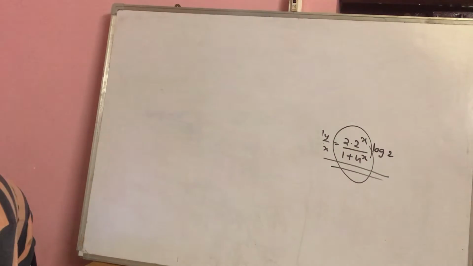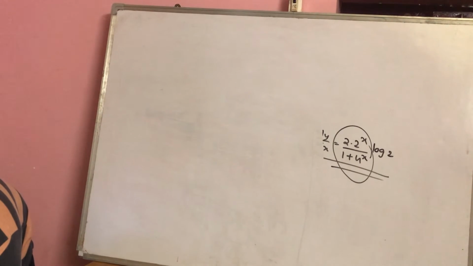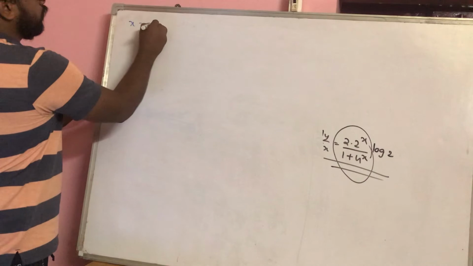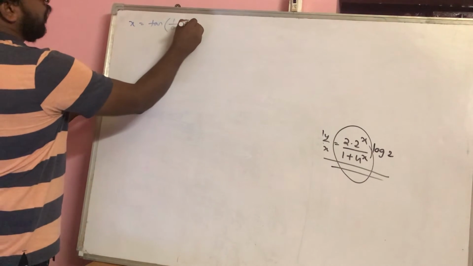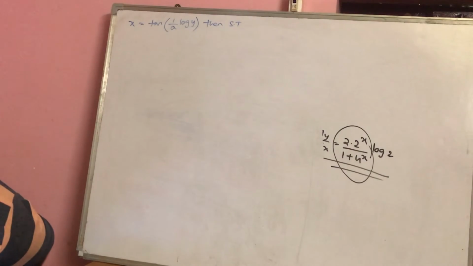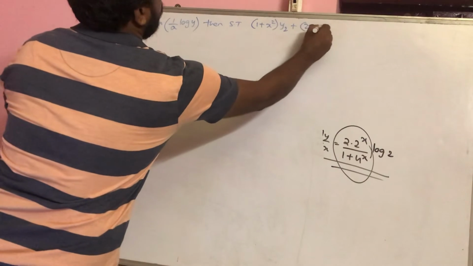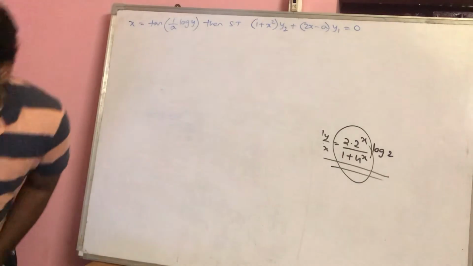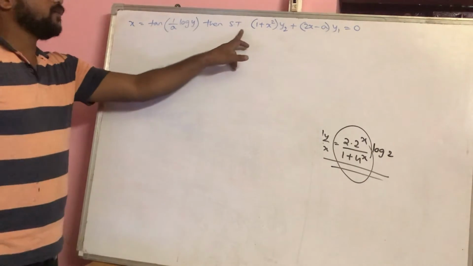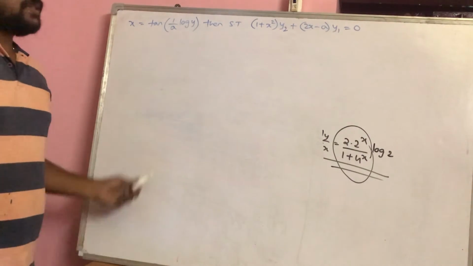Just take down one more question now. If x is equal to tan of 1 by a log y, then show that 1 plus x square into y2, that means second order differentiation, plus 2x minus a into y1 is equal to 0. Now let us see how to solve this one.